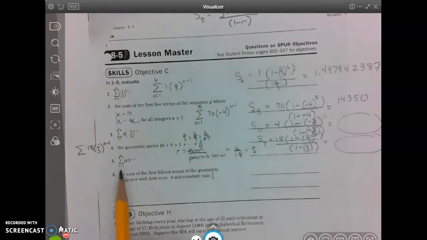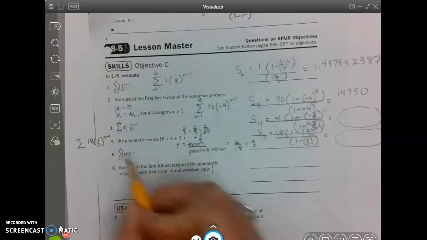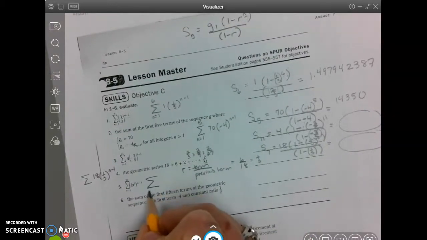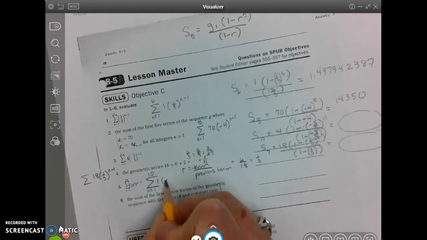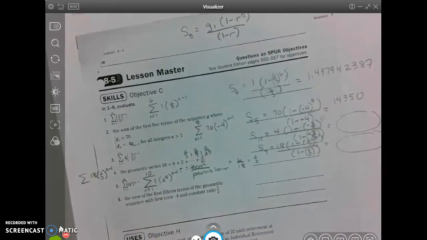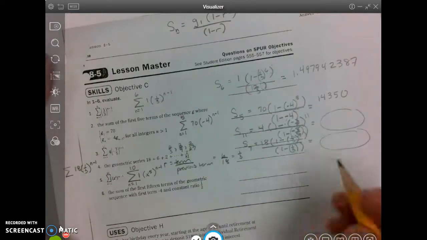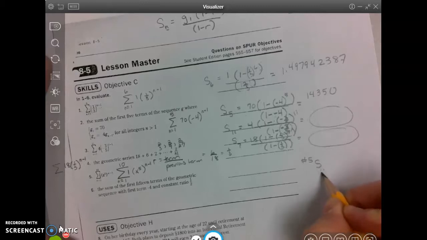We're given x to the 5th to the n minus 1, and we're adding up the first 10 terms. X to the 5th must be my ratio because it's what's being raised to the power, which means again that my first term is 1. So I'm going to rewrite that from n equals 1 to 10 of 1 times x to the 5th to the n minus 1 power. So when I go to do my summation, I'm going to actually do number 5 over here.